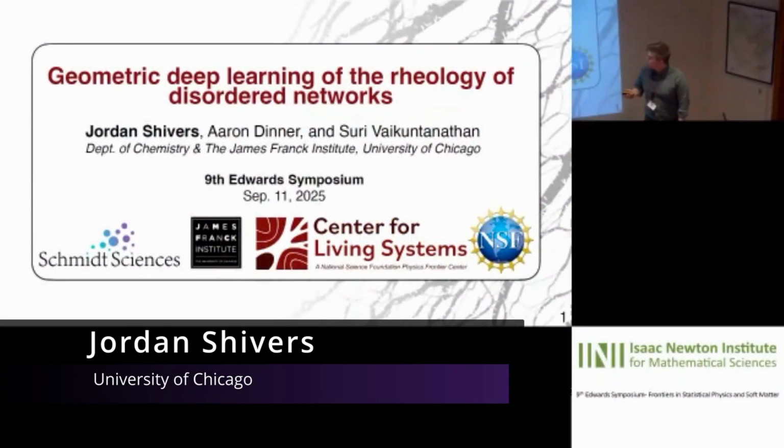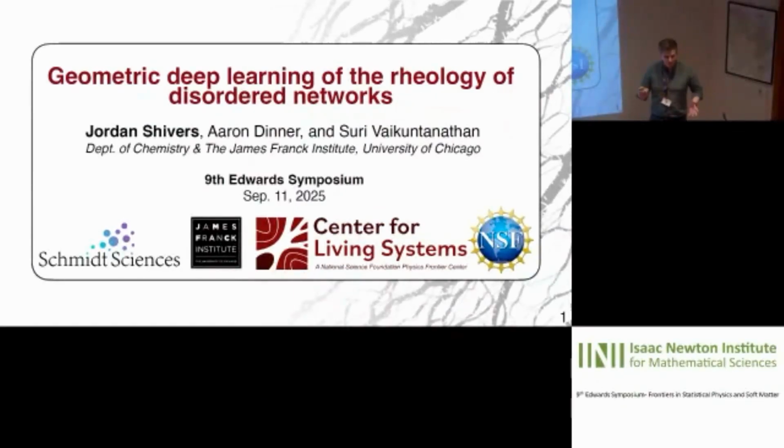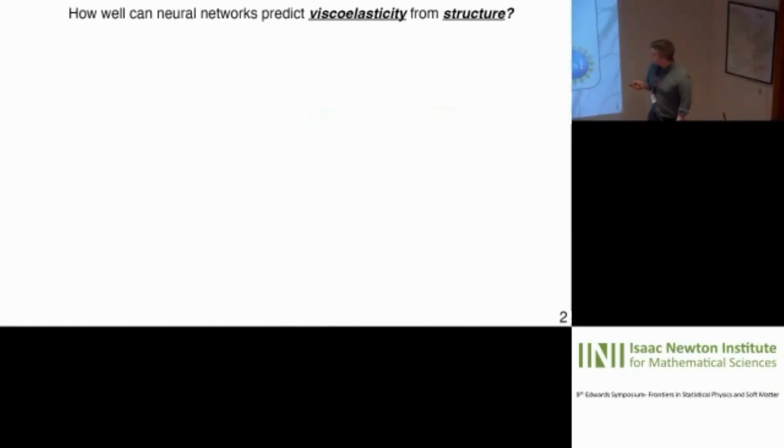So I'm Jordan Shivers. I'm a postdoc at U Chicago, and I'll be discussing some work that we've been doing looking at using graph neural networks with geometric information to infer rheology from structures. Essentially, the problem that we want to address is if we have detailed information about the microstructure of some material, can we predict useful things from that?